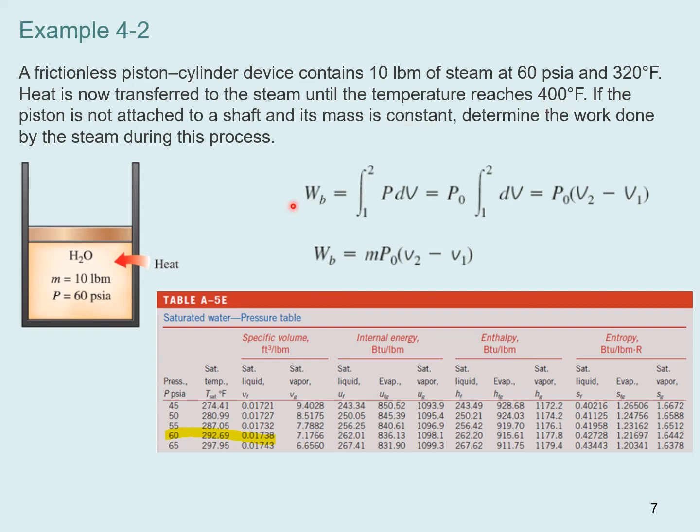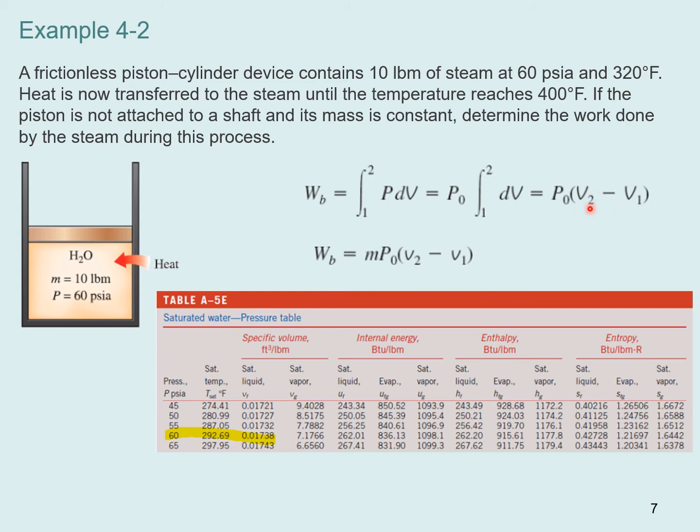So here, you have to recognize the fact that there's a constant pressure being applied to the steam by this piston cylinder device. It says its mass is constant, so that's going to apply a constant pressure on top of the gas. So we can actually go back to the original formula. P is constant, so we can pull P outside the integral, and our equation becomes just the pressure times the change in volume.